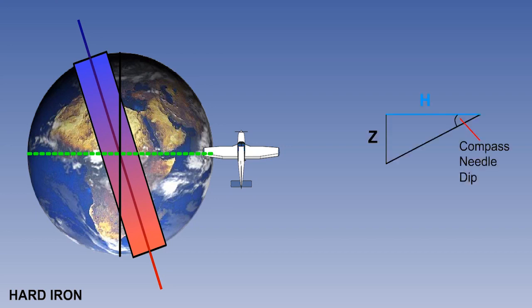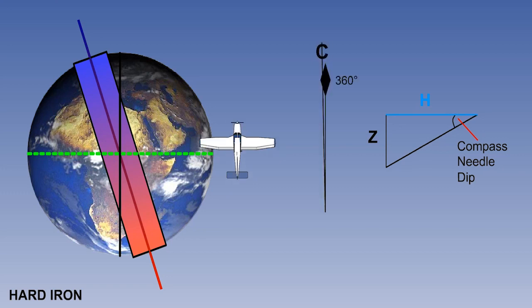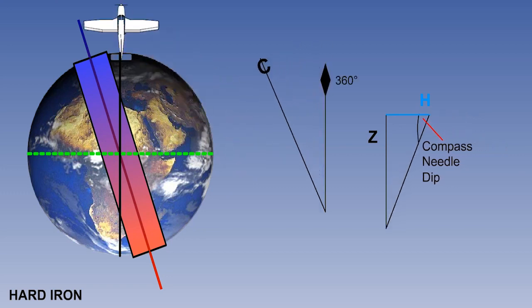We know from the lesson which dealt with magnetic dip that the Z component of the Earth's magnetic field will be at its weakest at the Earth's magnetic equator and strongest at the magnetic poles. Conversely, the horizontal component of the Earth's magnetic field, which we call the H component, reduces as the Z component increases. In other words, the H component will be at its strongest at the Earth's magnetic equator and at its weakest at the magnetic poles.